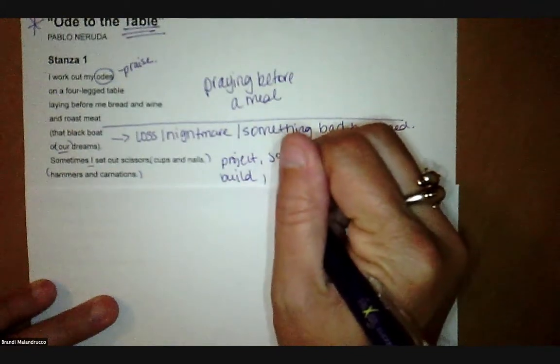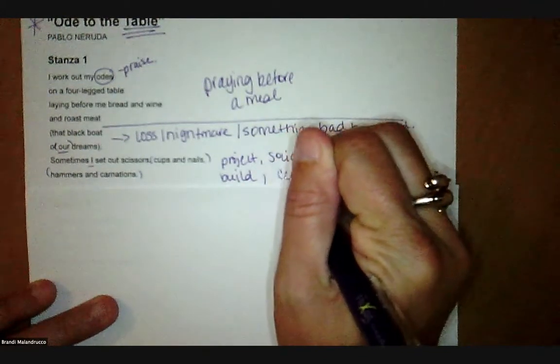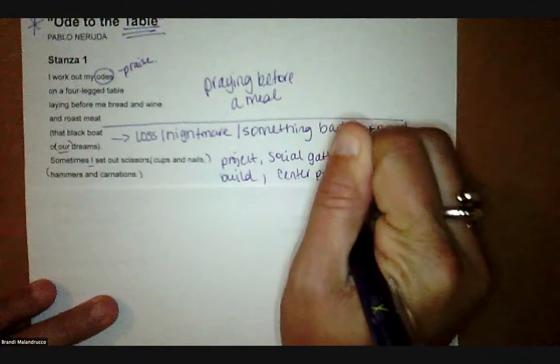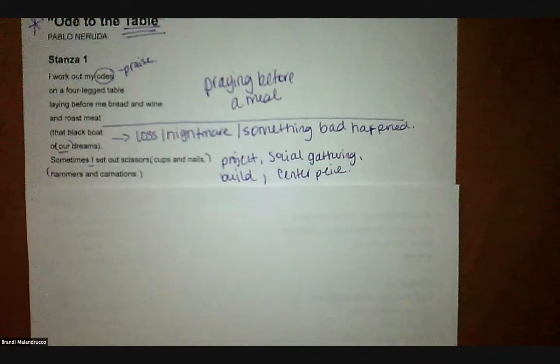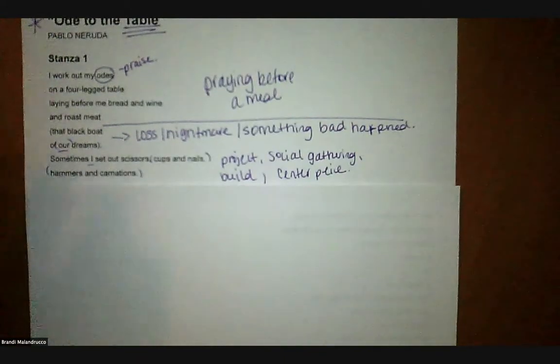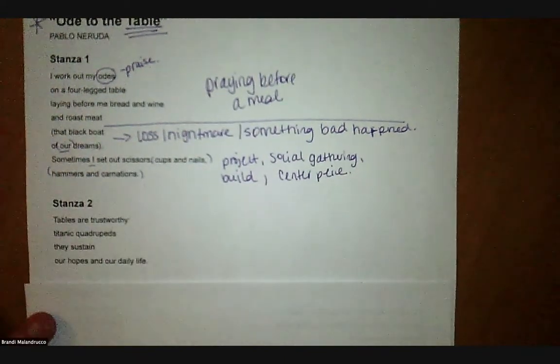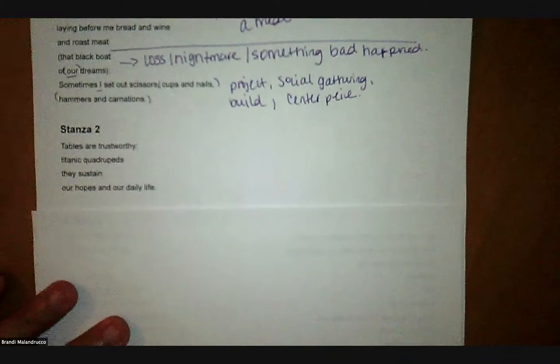Carnation, so at a table, you're going to have a centerpiece typically. Carnations are flowers, if you didn't know. If I didn't spell that right, it doesn't matter because, again, I'm just trying to get my thoughts from my head right back on paper. All right, so stanza two is really short, so we don't have to worry about breaking this one up.